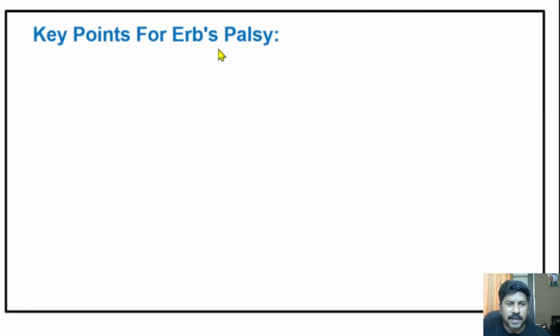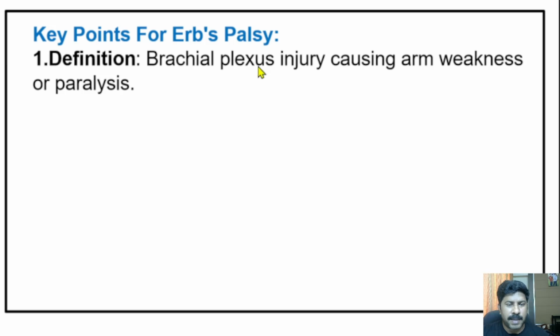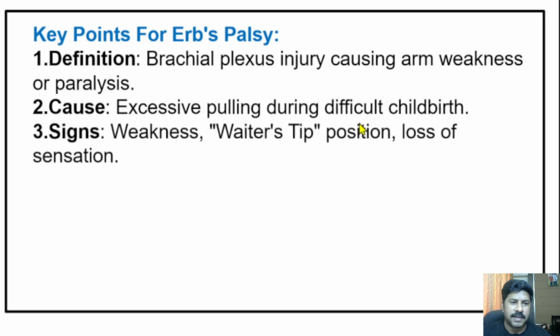The key points for Erb's palsy include, first, the definition. It is due to brachial plexus injury causing arm weakness or paralysis. The cause is mainly excessive pulling during difficult childbirth. Signs are weakness or paralysis, a waiter's tip position, and loss of sensation. This is an important position seen in Erb's palsy, the waiter's tip position, as seen in the previous picture.